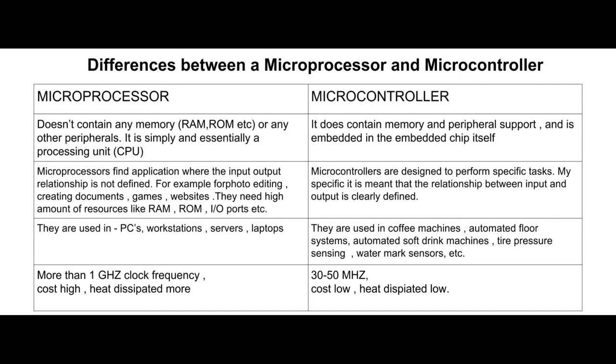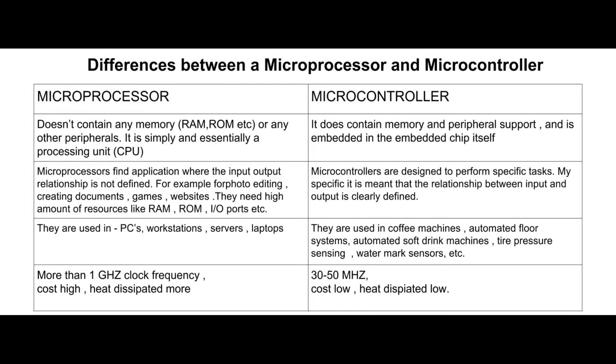Microcontrollers are designed to perform specific tasks. By specific, it is meant that the relationship between input and output is clearly defined. Microprocessors are used in PCs, workstations, laptops, servers. Microcontrollers are used in coffee machines, automated floor systems, automated soft drink machines, tire pressure sensing machines, water mark sensors, etc.